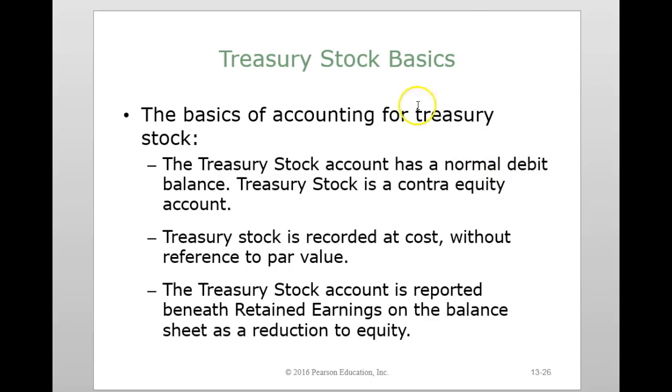Reasons for it. It's a normal debit balance, okay, because it's a contra account. It's going against your common stock, which has a credit balance. It's recorded at cost, okay, without reference to any par. And the treasury stock account is reported beneath retained earnings as a reduction to equity. So that's taking that out of stockholders' equity. But it is recording it. So let's kind of look at how this is handled.